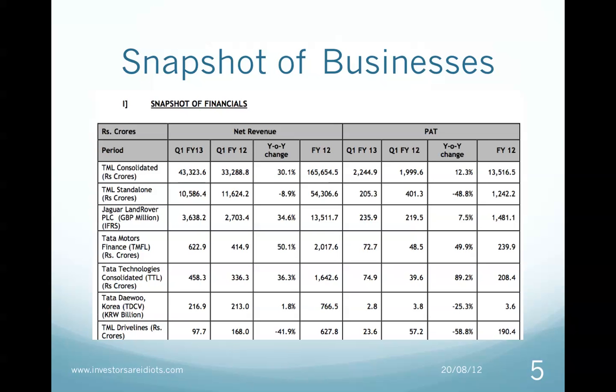You have the growth figures, everything else given, but right now our purpose will be to look at what is contributing to the total results. So Tata Motors standalone, which is the Indian business of Tata Motors, contributed 10,586 crores. Then the Jaguar Land Rover business, which was acquired from Ford in 2008, contributed, they have given it in GBP million, which is British pounds, 3,638 million or 3.6 billion pounds.